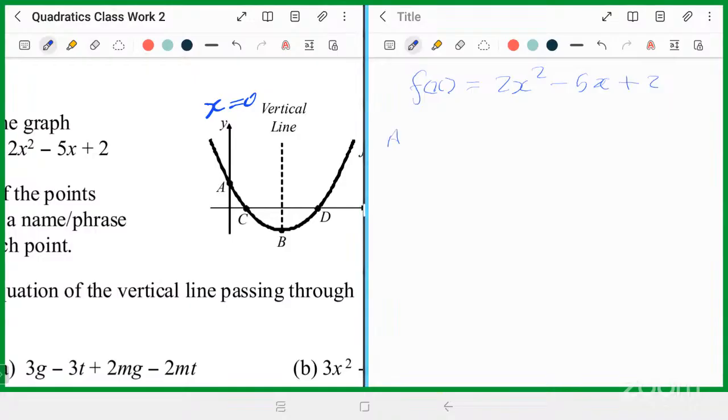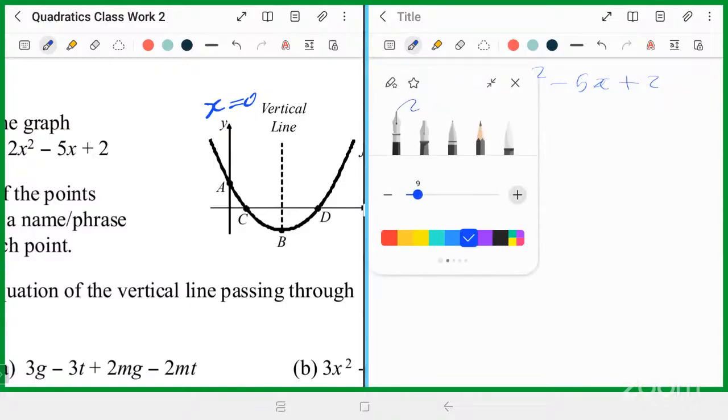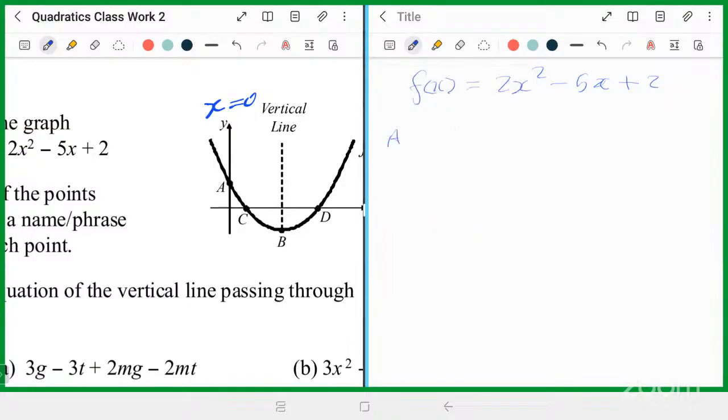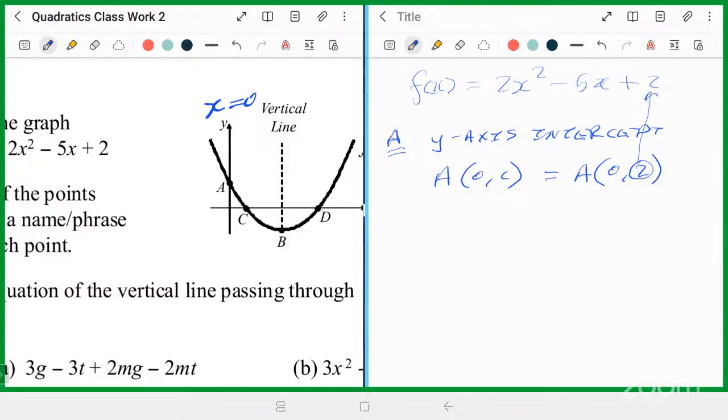So point A, we call it the y-intercept or the y-axis intercept, and the coordinates of A is (0, c), which is (0, 2). C is a constant value in the expression. All right, that covers the point A.